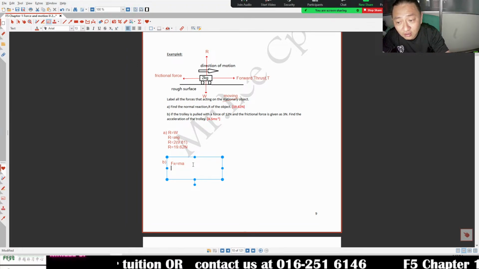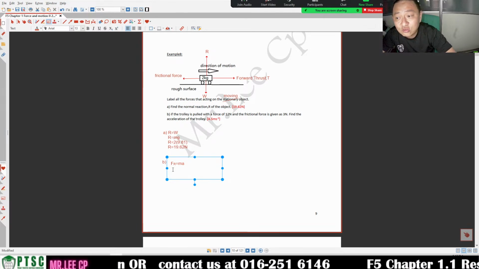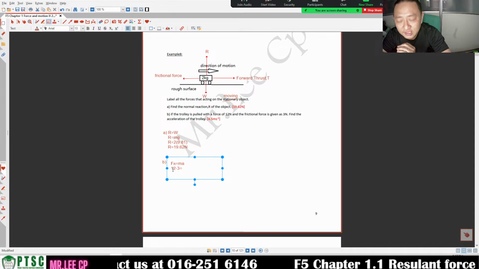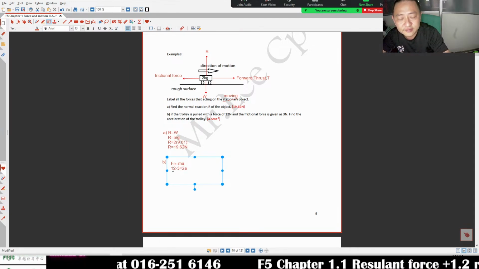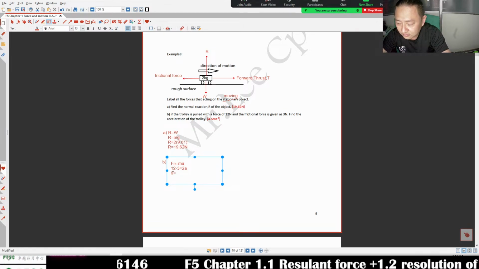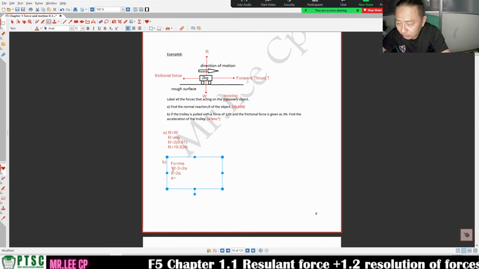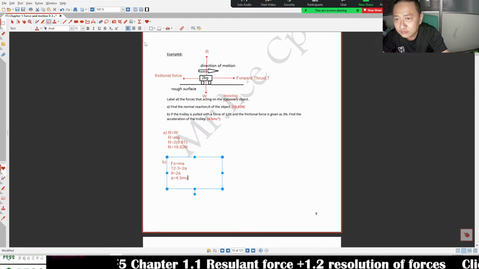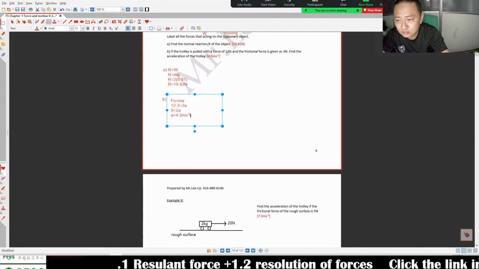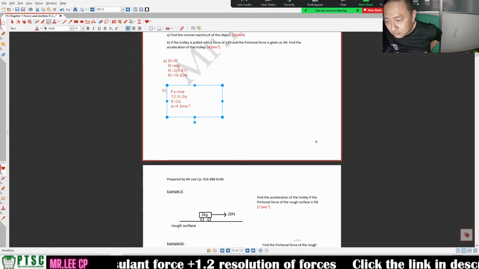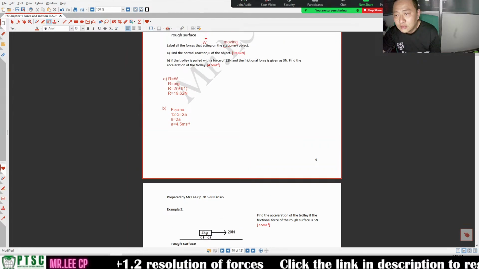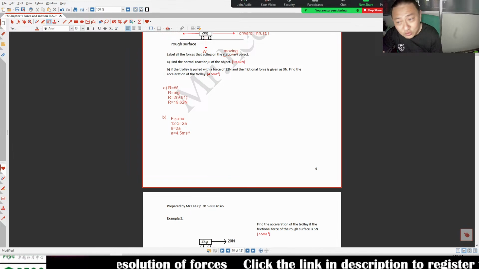So the resultant force will be 12 minus 3. It is equal to ma, which is 2a. 12 minus 3 is 9. So a is going to be 4.5. Any question from here? This one should be easy for you.